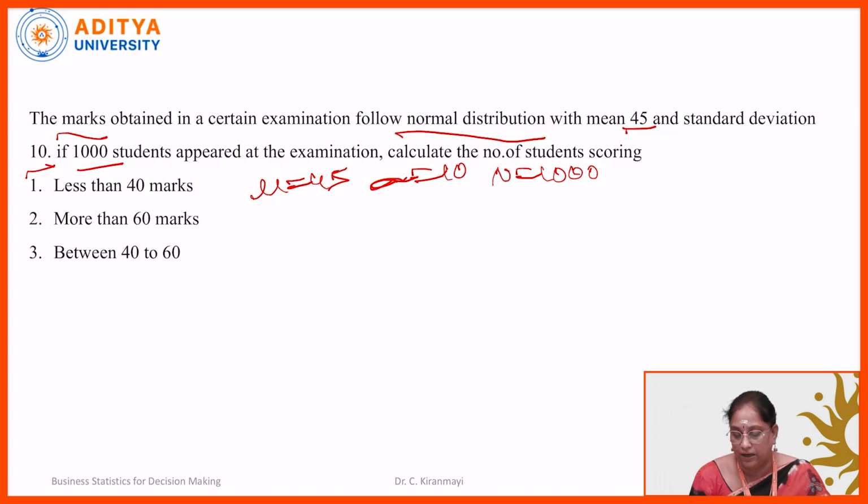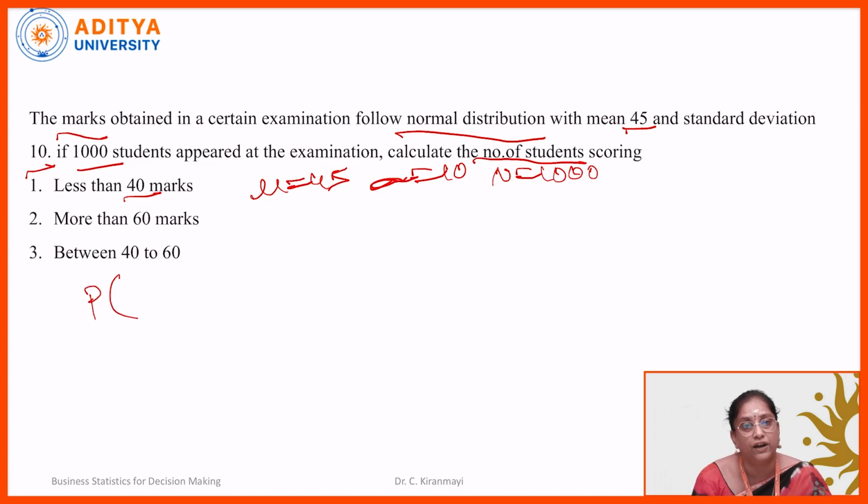So, this is the data we are given, and we are asked to find out the number of students scoring less than 40 marks. We are not asked to find out the chance of getting less than 40 marks, we are asked to find out the number of students scoring less than 40. So, for that, first we have to find out what is the chance of scoring less than 40 marks.